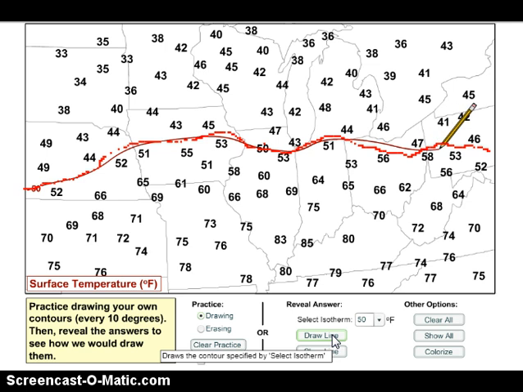And what I would like you to do now is I'd like you to stop the video, and I would like you to go back to the worksheet that I just showed you and connect the points of equal value, the isotherms. Do that now, please.